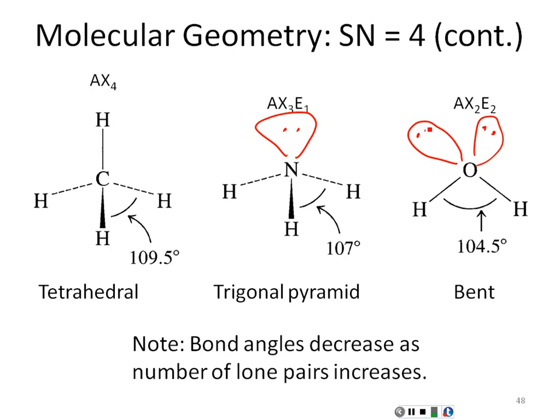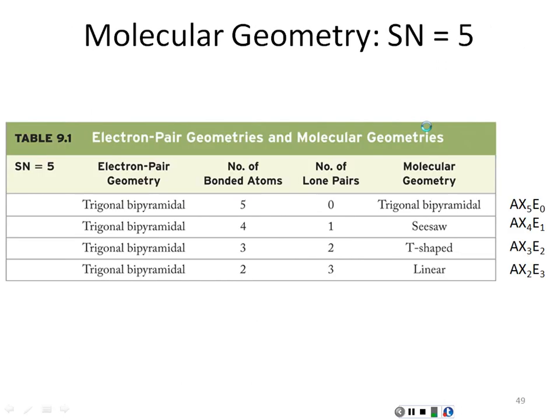So the bond angles decrease as the number of lone pairs increases. Let's move on to a steric number of 5. When we have no lone pairs, the molecular geometry is trigonal bipyramidal. When we have one lone pair, the molecular geometry is what we call seesaw. Two lone pairs, we get T-shaped. And finally, if we have three lone pairs, we get all the way back to a simple linear molecule.